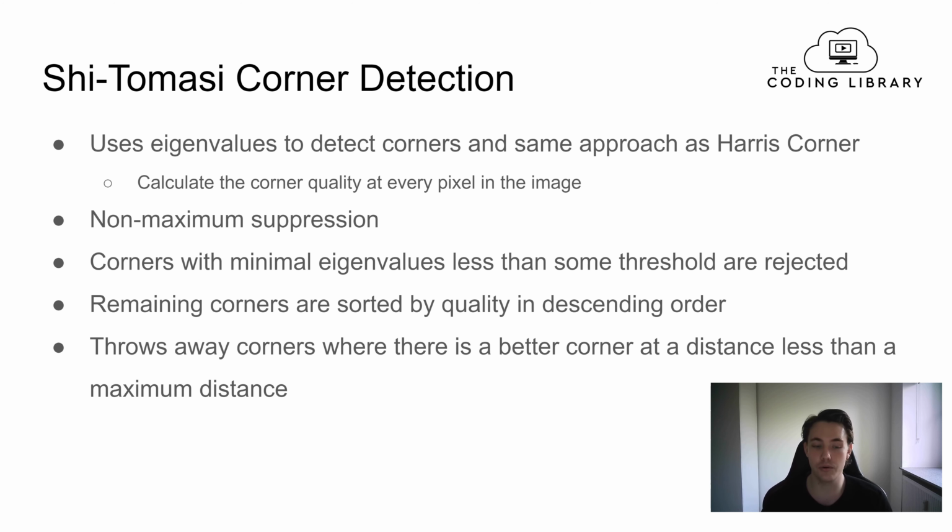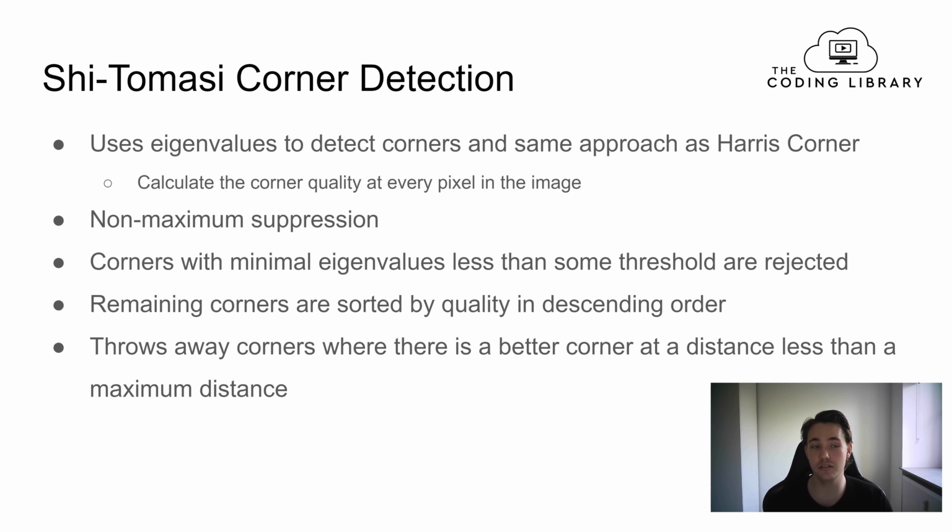Then the remaining corners are sorted by quality in descending order, and we can specify how many corners we want to see in our image. We only want the corners with the highest quality, because we sort them in descending order. Then we can throw away the corners where there is a better corner at a distance less than a maximum distance that we can specify.